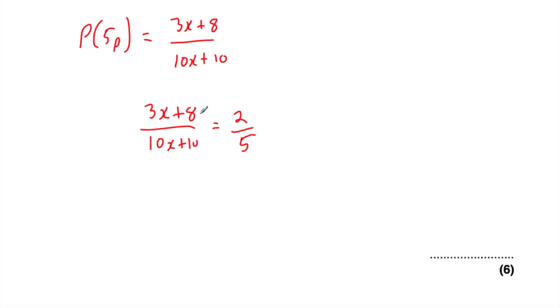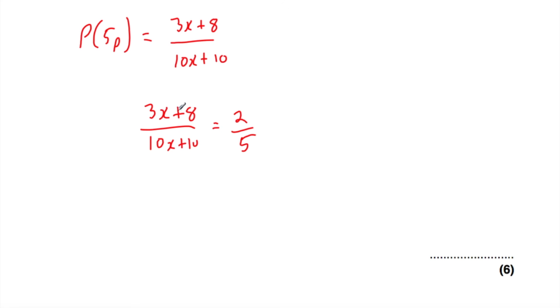There's a few approaches we could use here. We've got a fraction equals a fraction. I like to solve equations like this using cross multiplication. If you've got a fraction equal to another fraction, this numerator times that denominator will be equal to that numerator times that denominator. Now, you don't have to use that approach, but that's just one approach that would work.